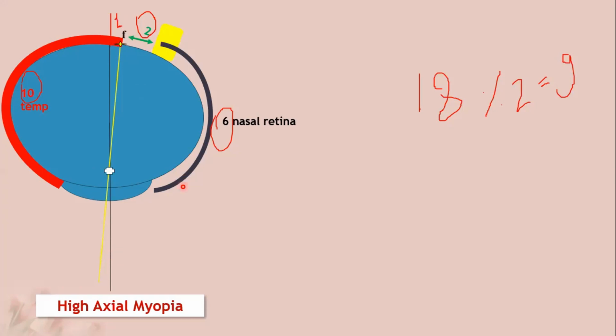So now the anatomical axis is bisecting the globe, because here we have 9 and here we have 9. So the anatomical axis is becoming actually temporal to the fovea. If you imagine now the visual axis, this is the visual axis in yellow, it cuts the anatomical axis on the temporal side. And since the visual axis cuts the anatomical axis on the temporal side, this is called negative angle kappa, which happens in extreme degrees of high axial myopia.